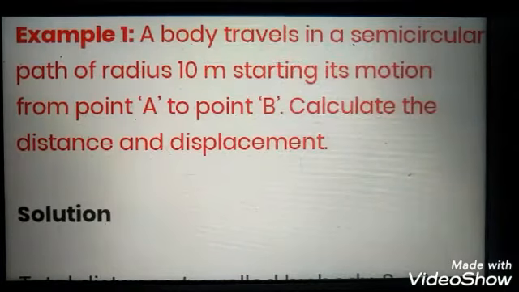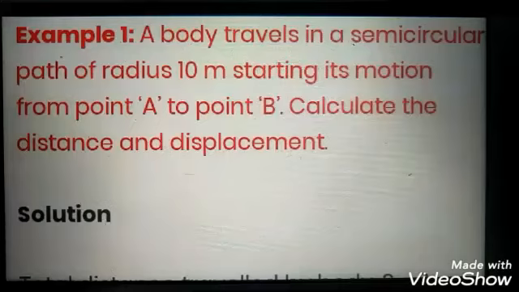I am here with yet another video in which I am going to explain the numerical problems of the chapter Motion. A body travels in a semicircular path of radius 10 meters starting its motion from point A to point B. Calculate the distance and displacement.